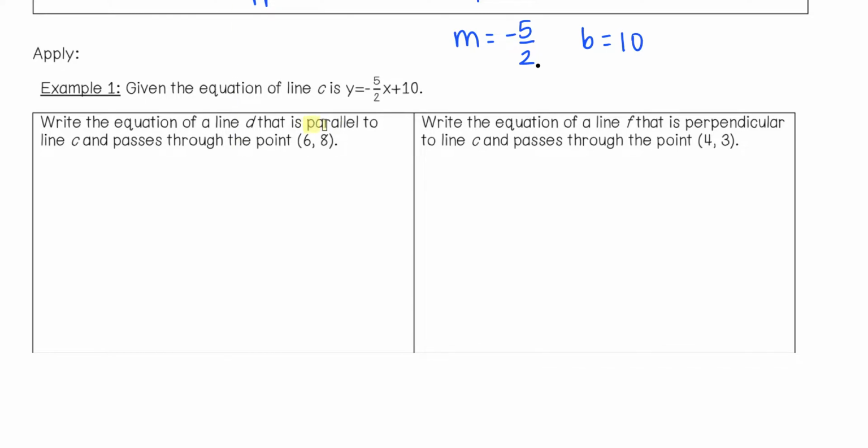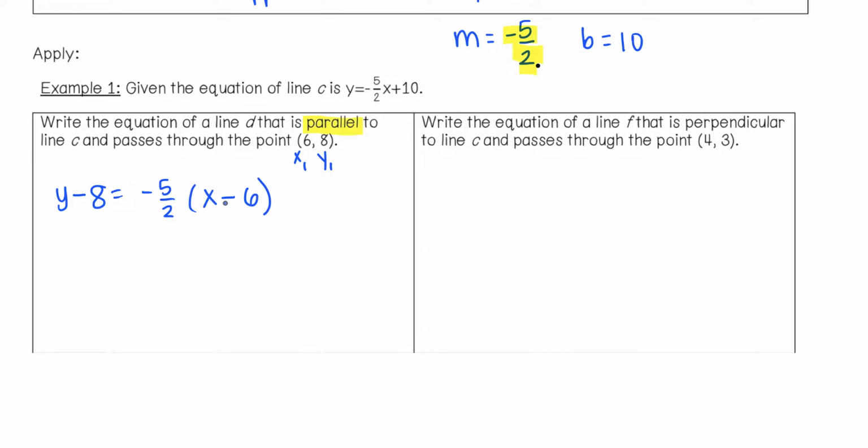If it's going to be parallel to our original line, then it's going to need a slope that is exactly the same. So we're going to use that same slope, but we also need to apply the point that it's asking us to go through. We need to make sure that we go through the point x1, y1, which is (6, 8). Since we know the slope and we know the point, we're going to use point-slope form here. So we start by writing y minus our y1, which is 8, equals our slope, negative 5 over 2, times the quantity x minus x1, which is 6.